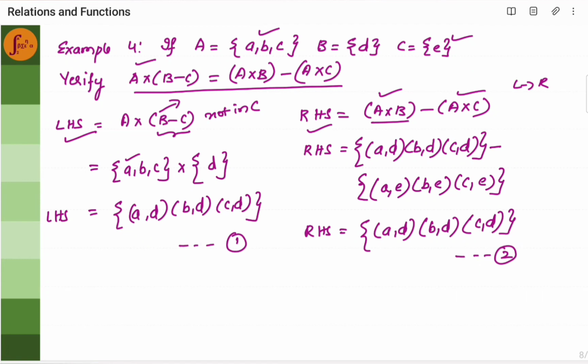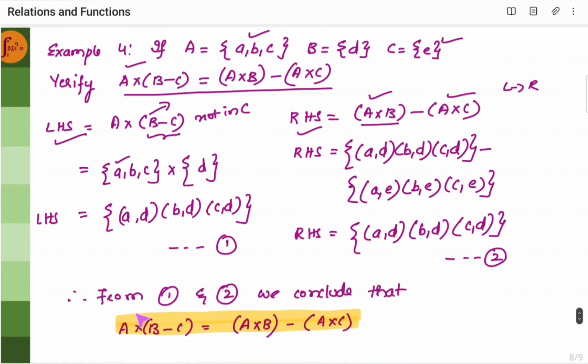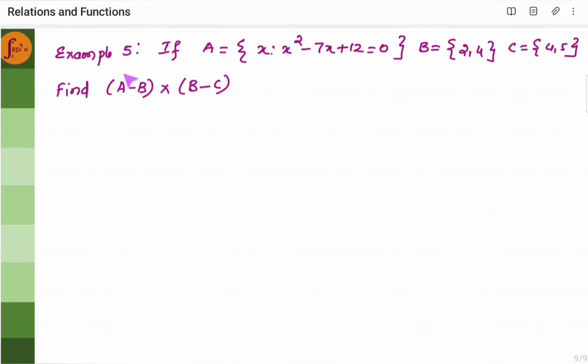Now you compare 1 and 2. AD, AD, BD, BD, CD, CD. Both are same. Both the sets are same. Therefore, from 1 and 2 we conclude that LHS is equal to RHS, which means this particular statement is true, is proved.